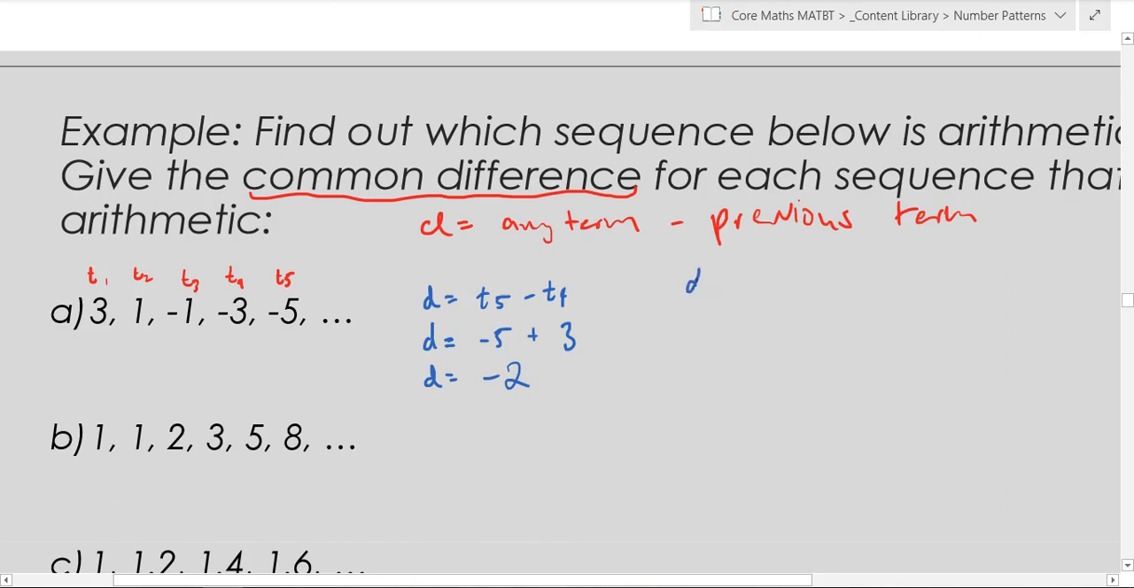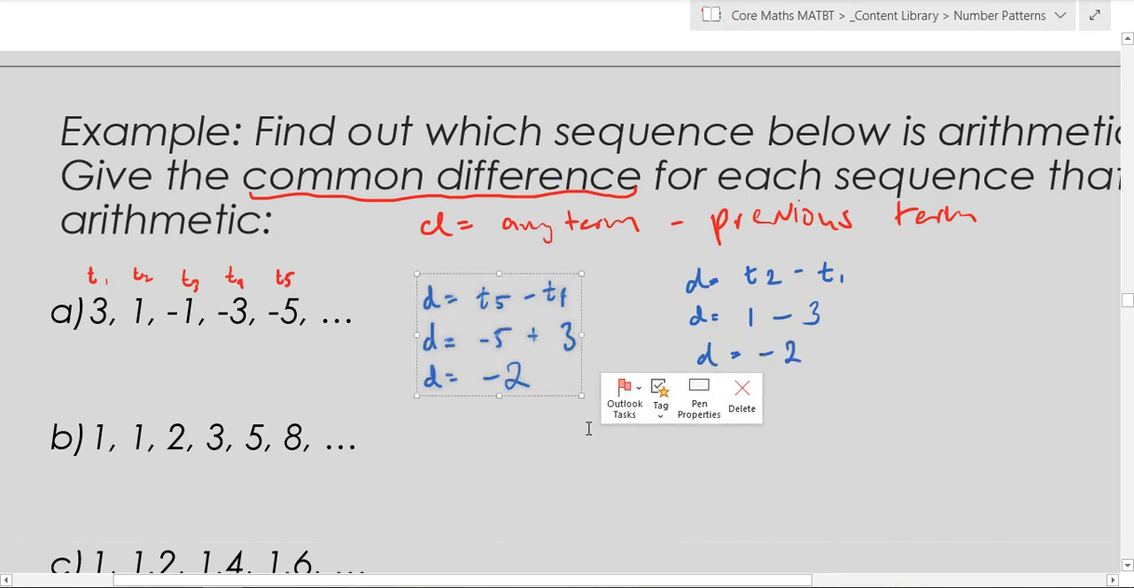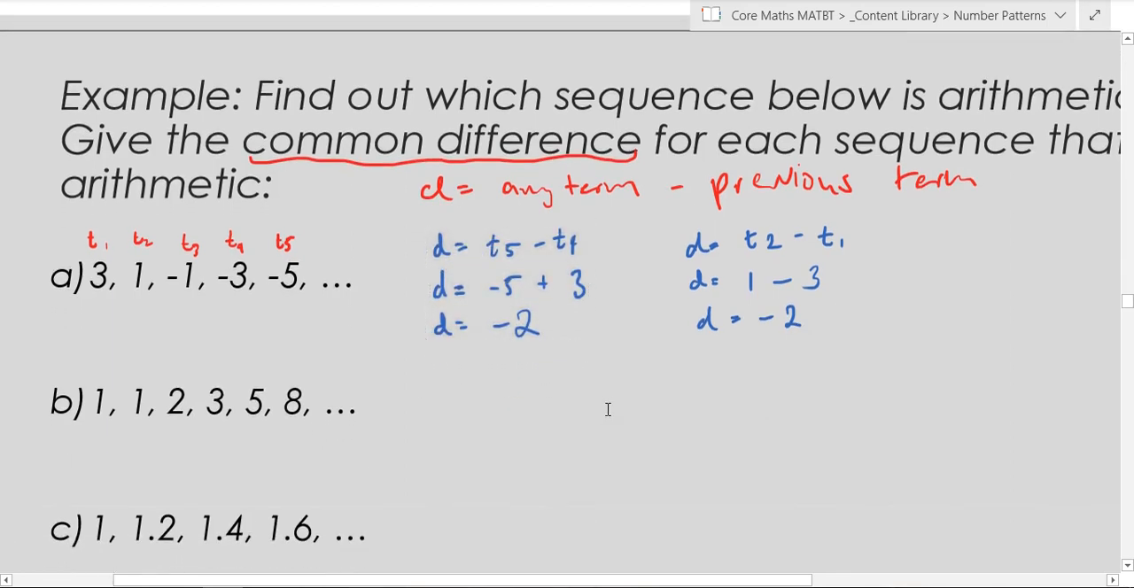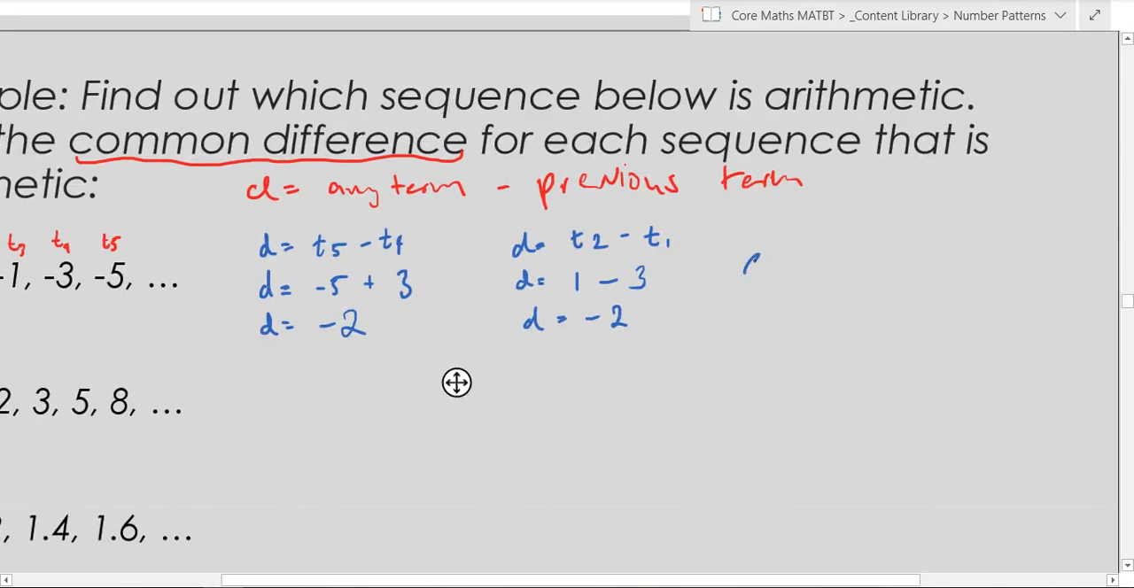Let's test another one. Let's go T2, take away T1. Okay, T2 is 1, T1 is 3, minus 3, and the common difference here is -2. So I'm willing to vouch that that's probably an arithmetic sequence. Okay, so that's definitely arithmetic. So you would state here arithmetic sequence.